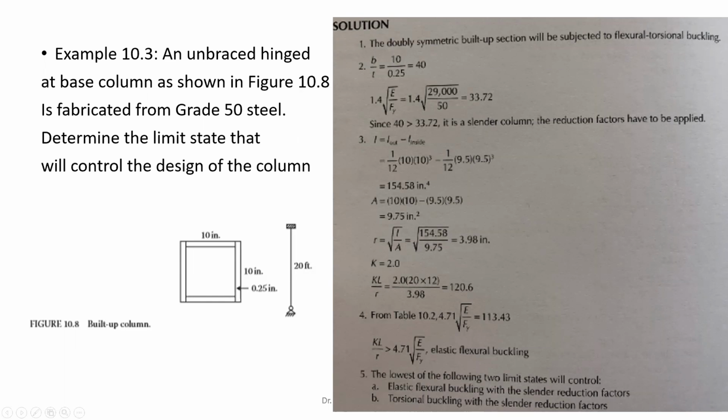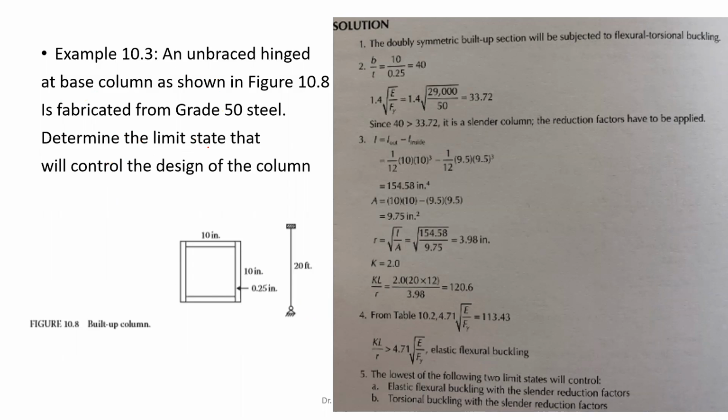Let me grab my pen. And let's read the problem statement carefully. It says unbraced hinged at base column. So that tells me that if it's an unbraced hinge at base column, we are at the lower story of the building. That's one thing to remember.